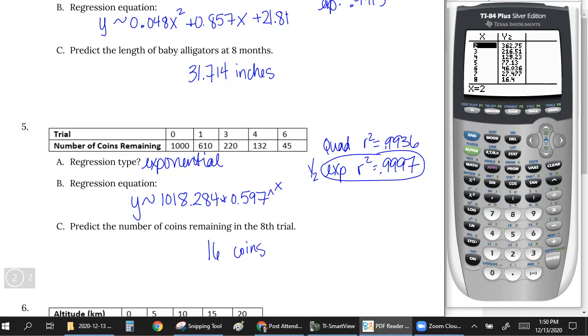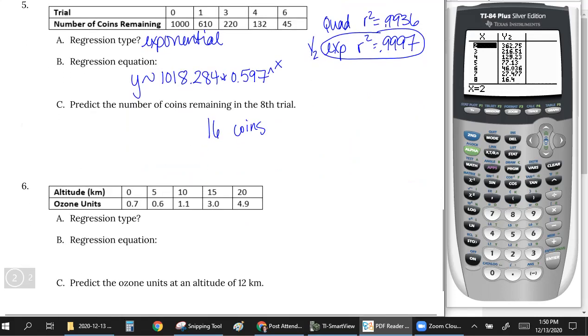Alrighty, last example. So we're going to do the same thing, enter our data, create our regression equations, and look at our R squared values to see which one's the best. Here we go. Okay, so number 6. And where do we go for our data?